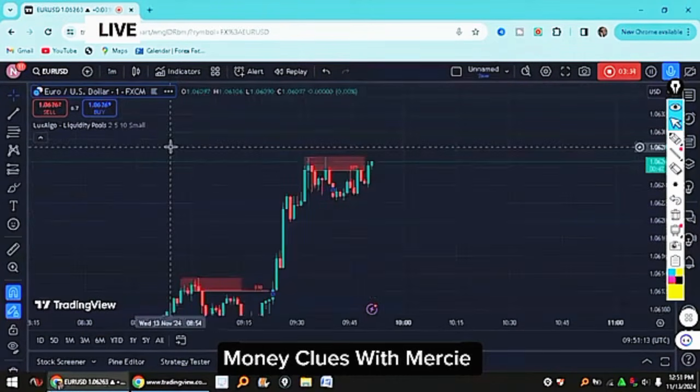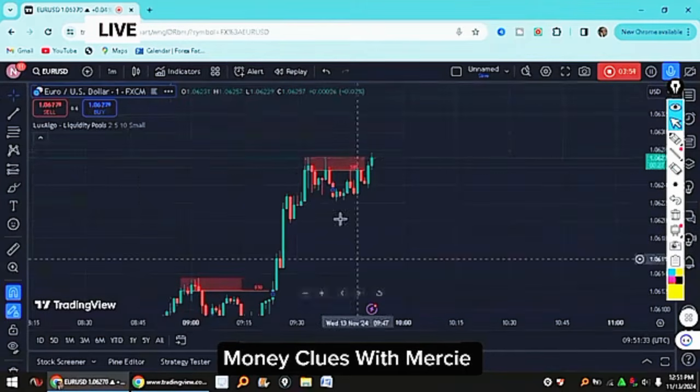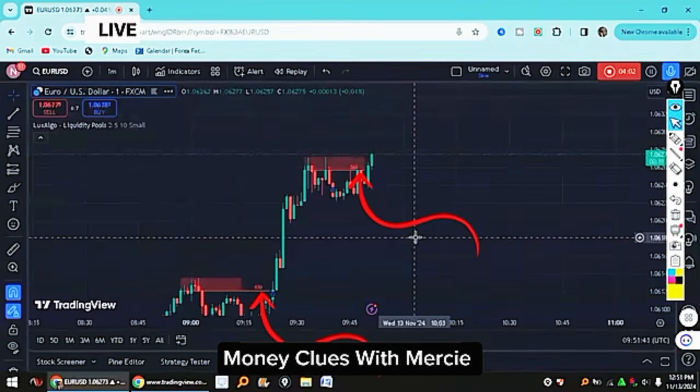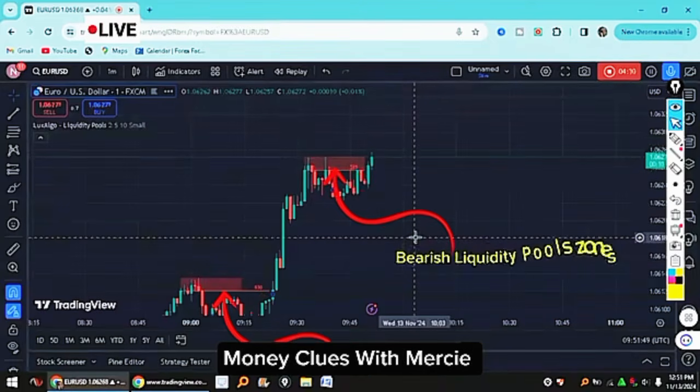Yes, you can see buyers are really trying to push to the upside, but the general thing is that the indicator is not repainting and it is working in real time. So guys, as we are testing this, there is a lot I'm learning. If you have not watched my previous video, I've explained everything about the liquidity pool features that you can see right here. The highlighted numbers you can see show us the total volume accumulated in this bearish liquidity pool zone that we're supposed to pay attention to.